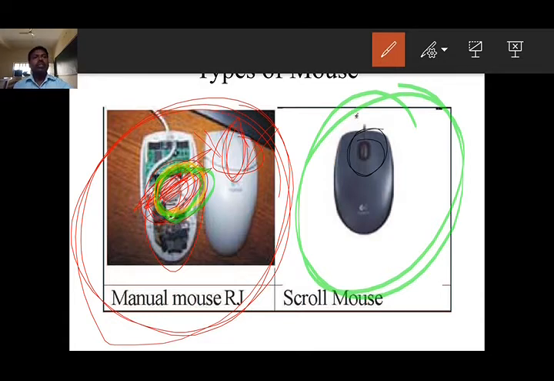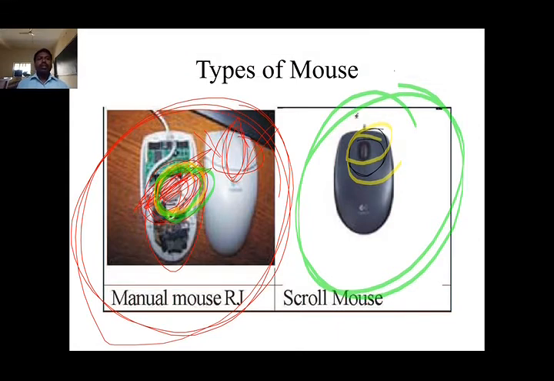So with the help of this scroll we can move the pages, scroll up and scroll down. So with the help of the scroll button we can scroll the pages. That's why it is named a scroll mouse, understand. Manual mouse, RJ, scroll mouse.